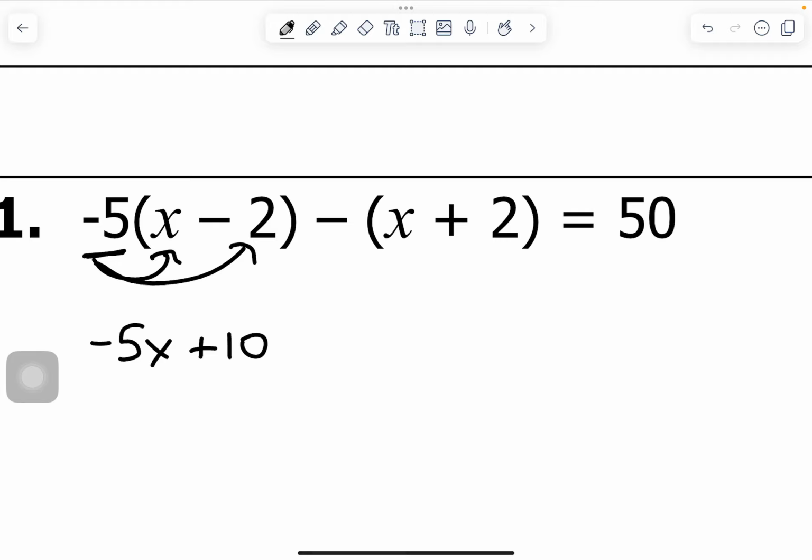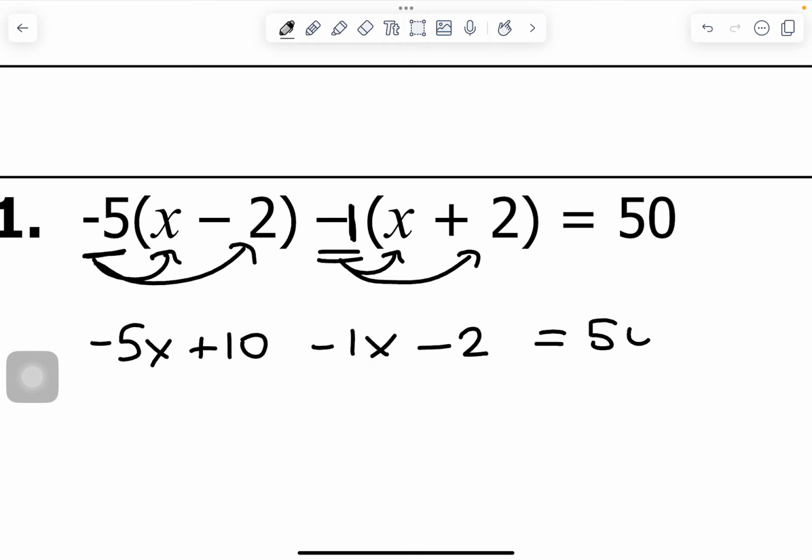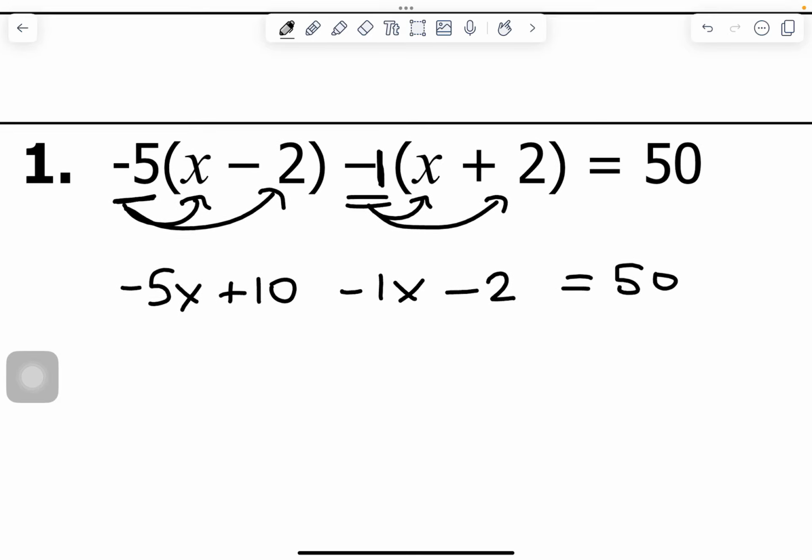And then over here, we're going to put a 1 in front of this parenthesis to remind us to distribute a -1 to both of these terms. So that's going to give me a -1x and a -2 equals 50. Just slides down because we didn't do anything to the right-hand side.